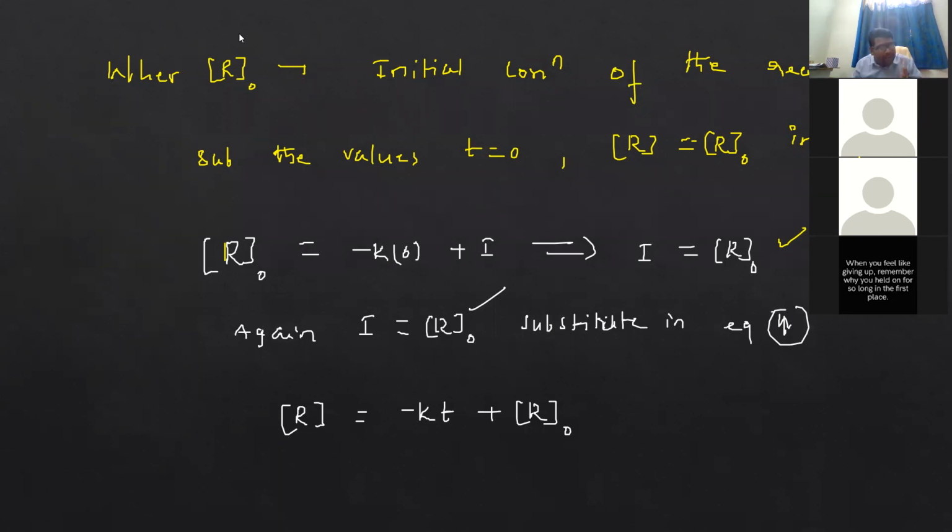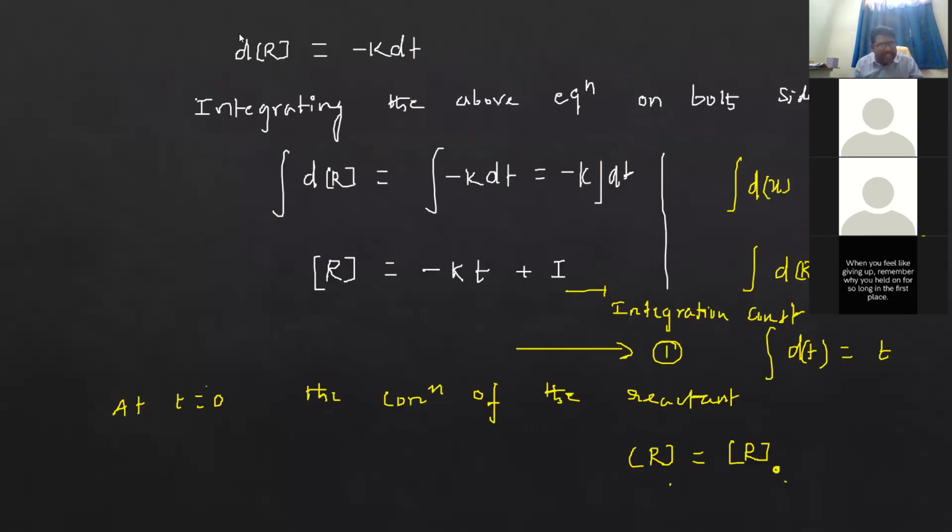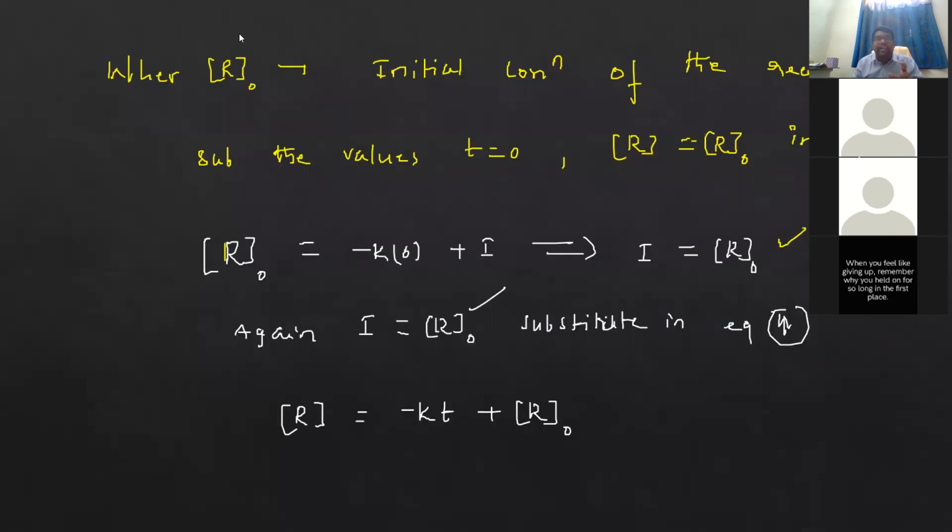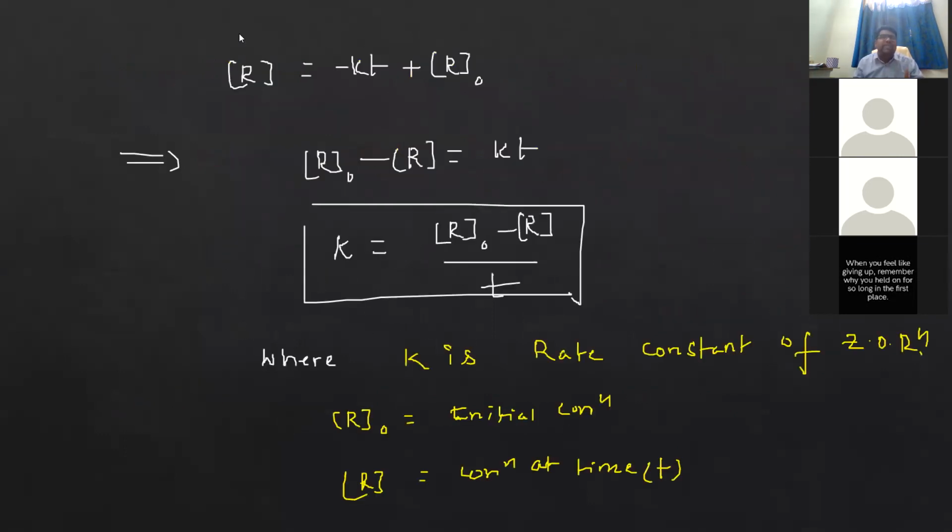Again, substitute the I value in equation 1. What is equation 1? Concentration of R is equal to minus KT plus I, and I is R naught. So concentration of R is equal to minus KT plus R naught, which can be written as R naught minus R is equal to KT. Therefore, K is equal to R naught minus R divided by T. This is the rate constant of the zero order reaction. Everyone understood this derivation? Any doubt?